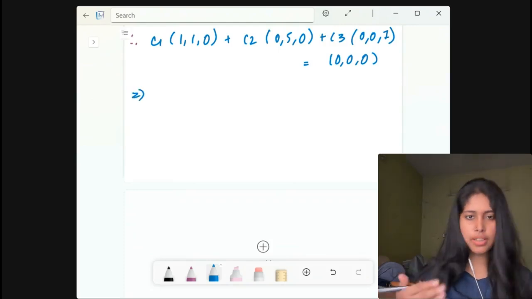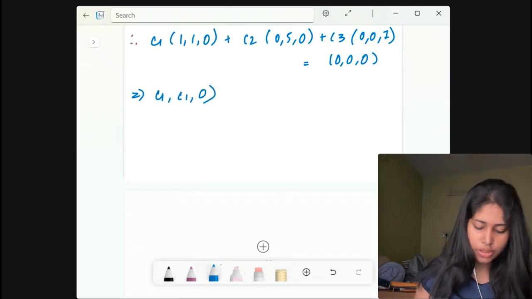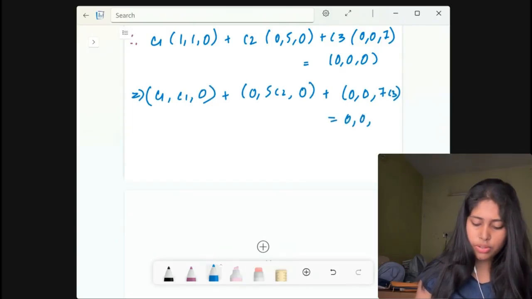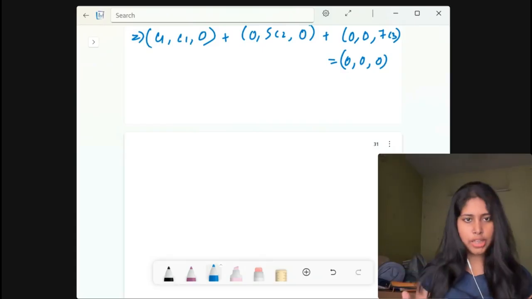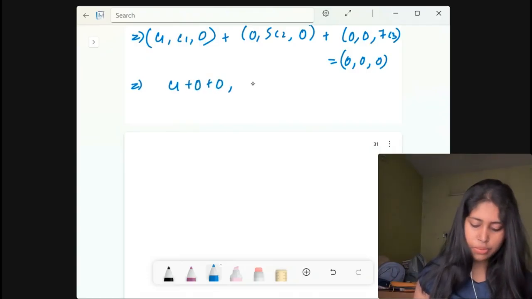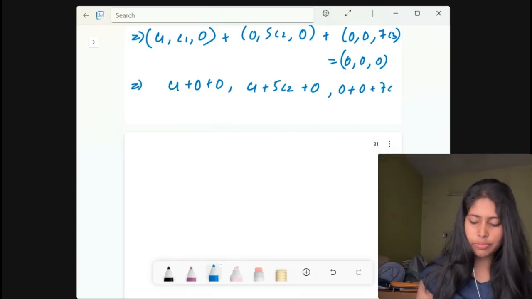Okay, expand the terms. It will be (c1, c1, 0) plus (0, 5c2, 0) plus (0, 0, 7c3) equals (0, 0, 0). Now if you just add the vectors, then what do you get? c1 and nothing else, because c1 plus 0 plus 0. Then comes c1 plus 5c2 plus 0. Then comes 0 plus 0 plus 7c3, equal to (0, 0, 0).